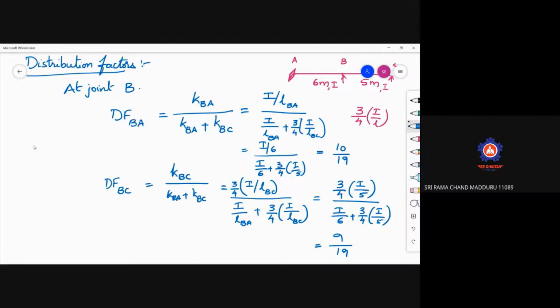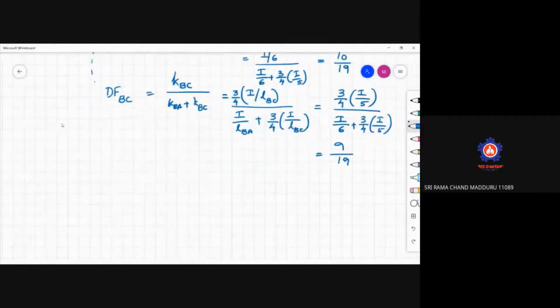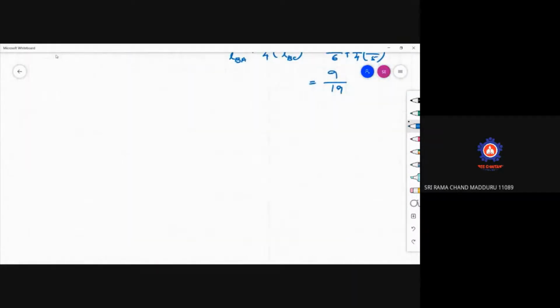You just check it. When you add both the values, they will be equal to 1 only. That means the distribution factor at a joint will always be equal to 1. Now, once again, draw the beam.